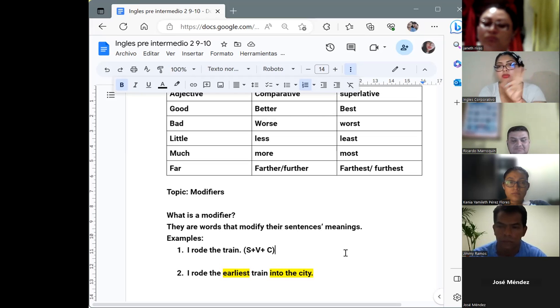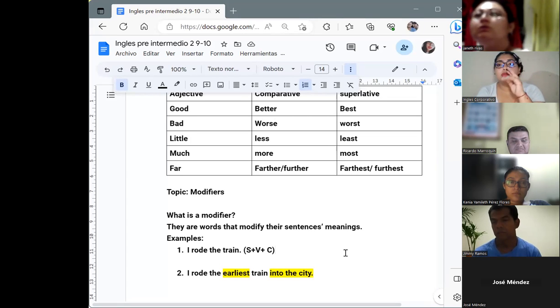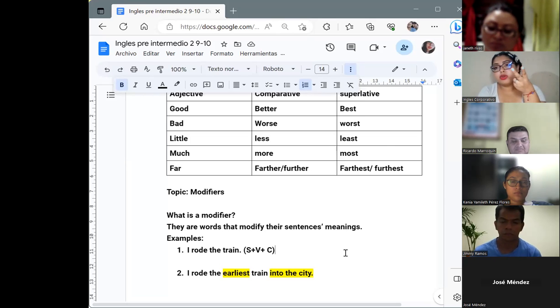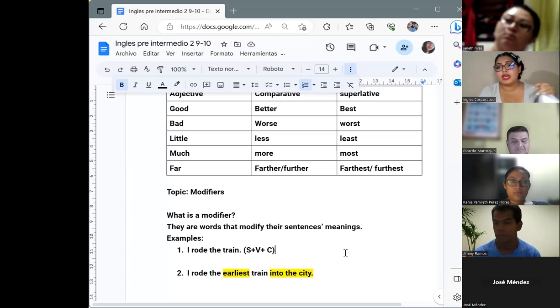Porque aquí estamos agregando ahora, esto sí, aquí es donde viene lo complicado. Yo tengo dos cosas marcadas en mi segunda oración. Earliest and into the city. ¿Por qué complicado? Porque son dos cosas diferentes. One is a modifier and the other one, that is the number two, is a modifier, no, it is not called modifier. It is a modifier phrase. Es una frase modificadora.